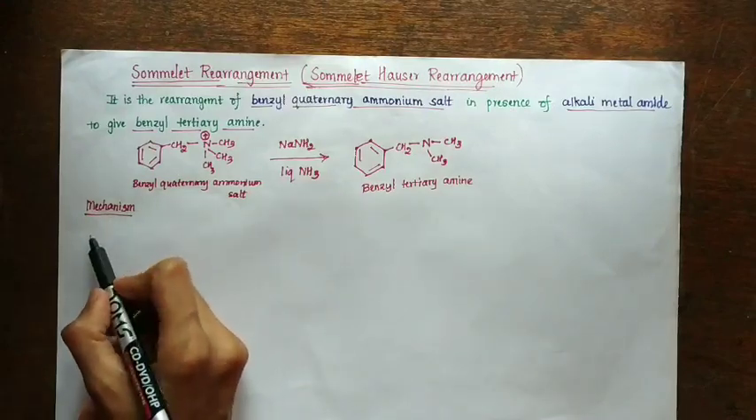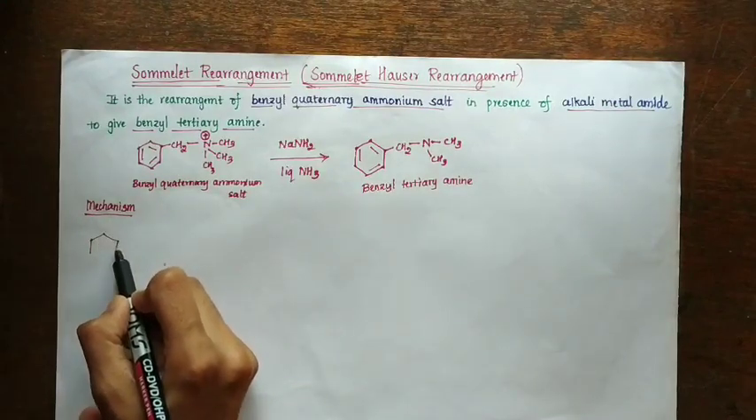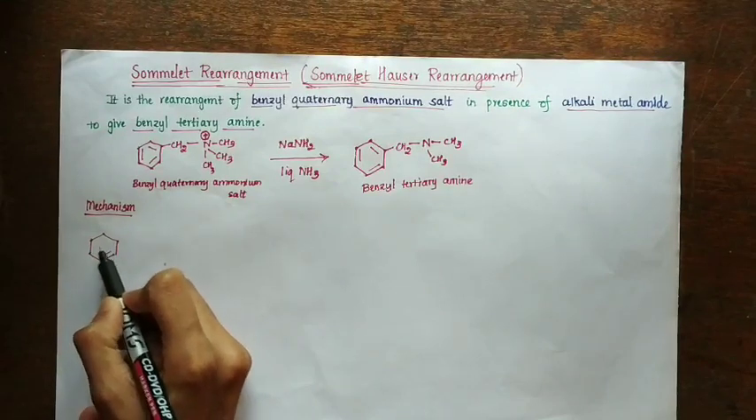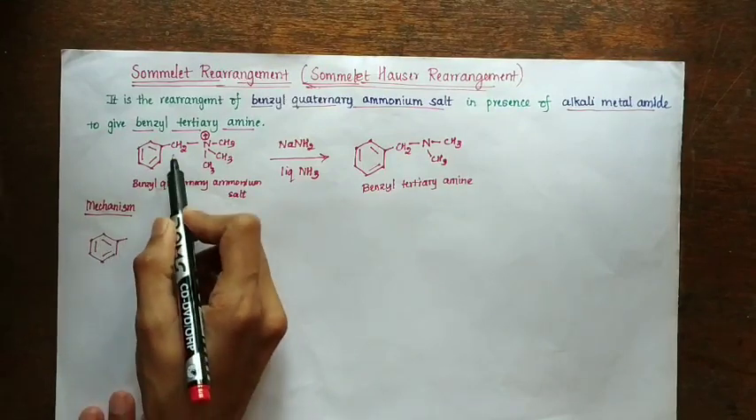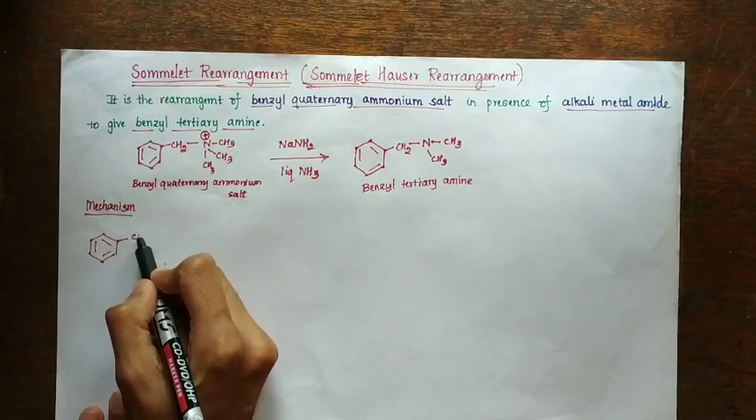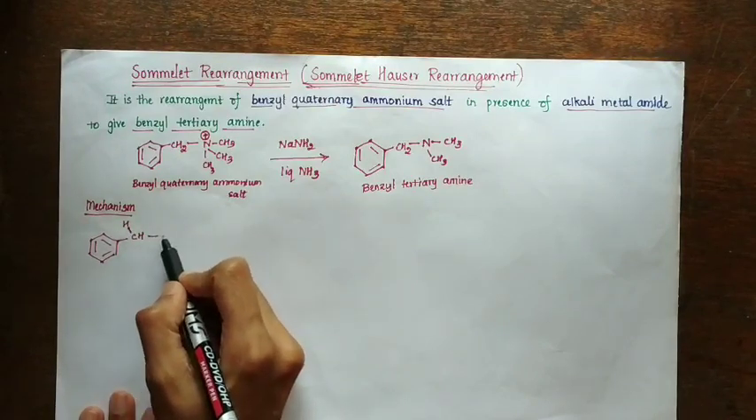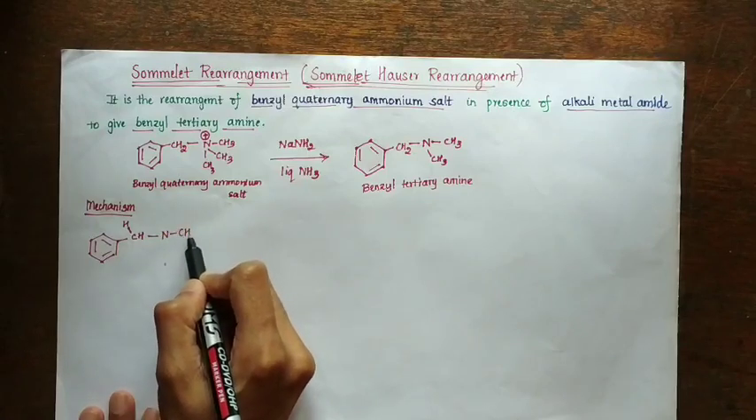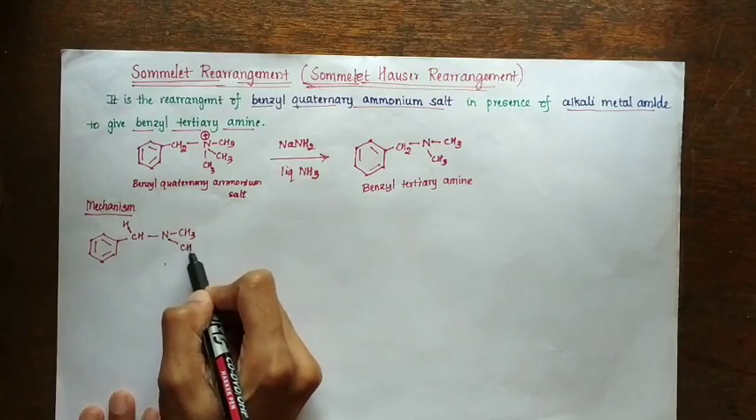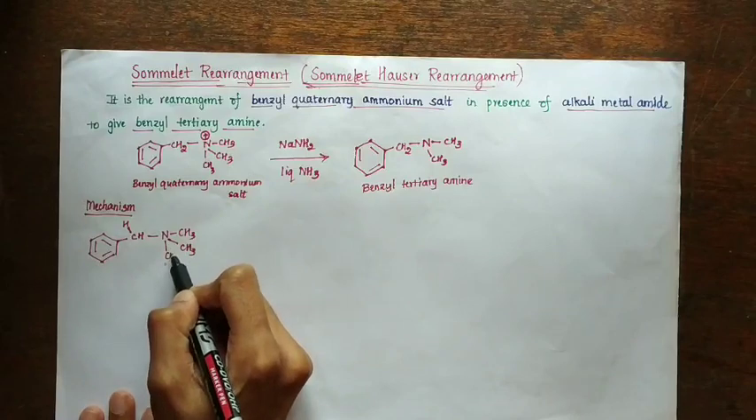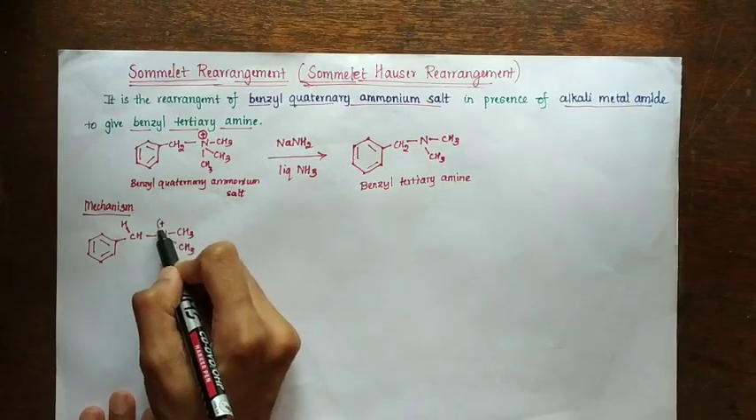So I'll write this benzyl quaternary ammonium salt like this. I'll open this CH2 group. I'll write one of the hydrogens with an open bond, then the remaining as it is. So this is our benzyl quaternary ammonium salt.